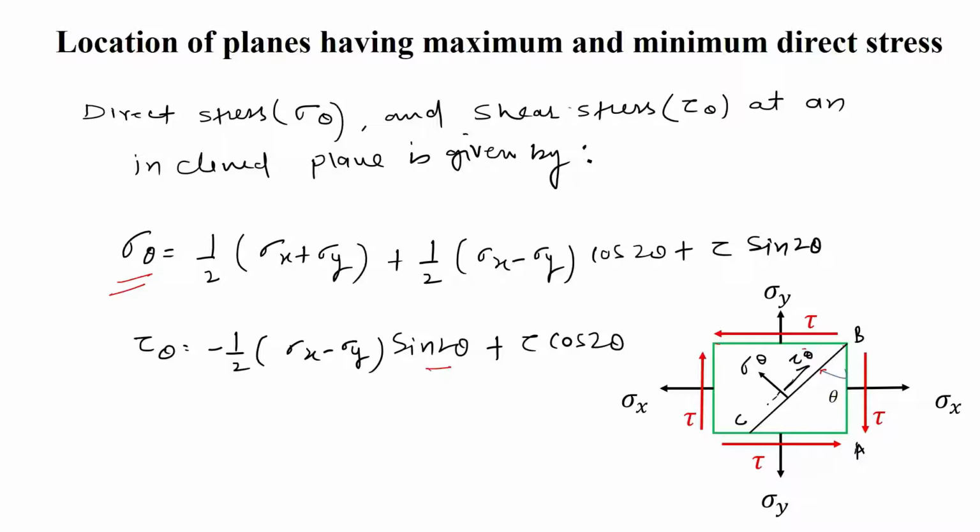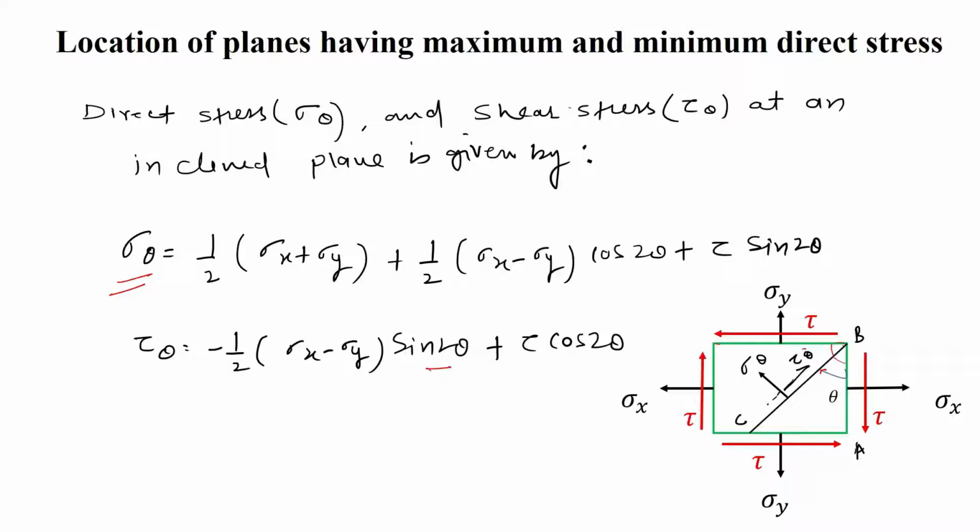If we are talking about theta equal to 0 degree, we are talking about the AB plane. So at the AB plane the direct stress is sigma theta, and if theta is equal to 90 degree, then we are talking about the plane perpendicular to the AB plane, and the direct stress at this plane is sigma y. So as we change theta, the value of sigma theta on that particular plane will vary. Now we want to find the location of planes on which sigma will be maximum.